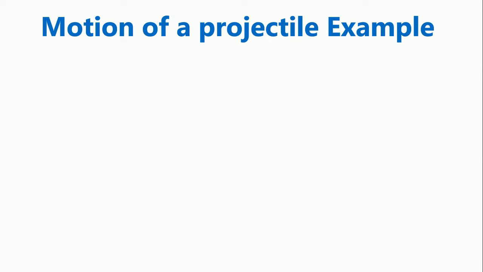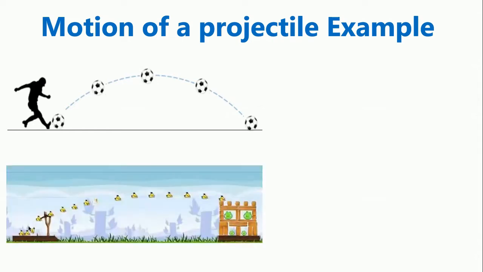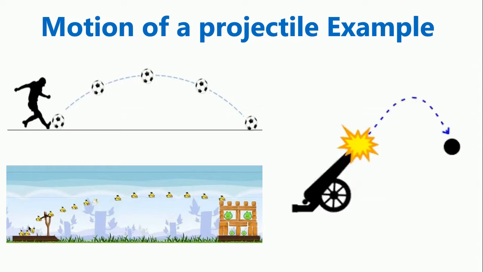So let's come to the main topic, that is motion of a projectile. Let's discuss with some examples. If you are playing football or watching a football match, then obviously you can see the path of a football when someone kicks it. Or if you are playing the Angry Birds game on mobile or laptop, then obviously you have some idea about projectile motion. Otherwise, if you see a missile being thrown from a machine, that missile body is also following a projectile path.